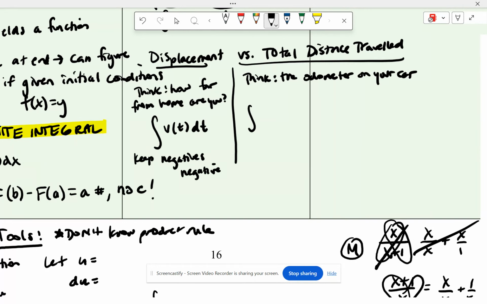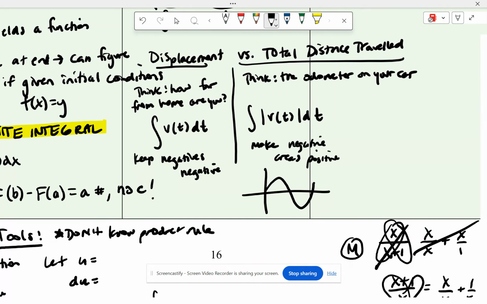Versus when you find total distance traveled, you need to take the absolute value of the velocity curve in order to account for all the backtracking and all the distance you went out but then came back. Think your odometer, okay? So you need to make negative areas positive. What do I mean by make negative areas positive? If you're looking at a curve and you had an area below the curve, what you're essentially doing is making it positive with the absolute value bars so you can add them together. Okay?